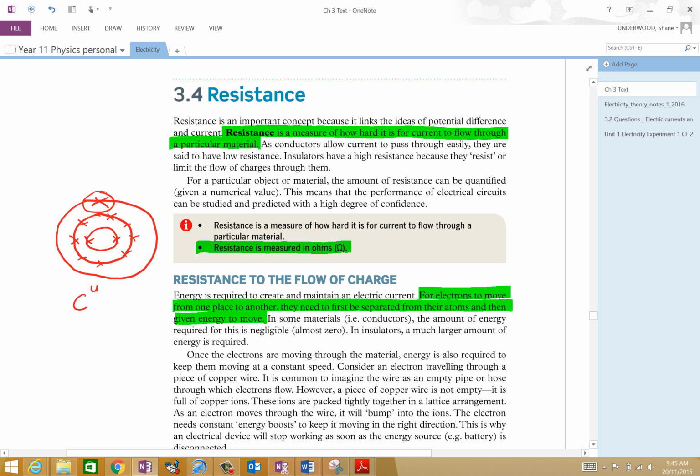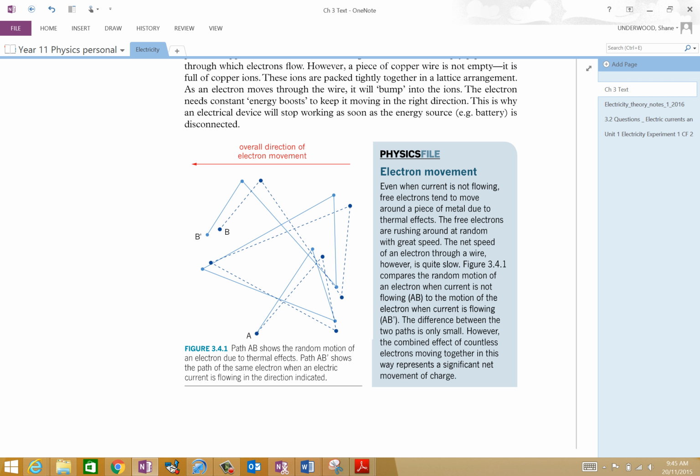Now, the actual electron movement is quite random, but of course we've got millions and millions of billions of electrons, and even when current isn't flowing, those electrons are still tending to move around due to just thermal effects. That's why I said that there are some thermal effects. The thermal effects do have a lot to do with the electron movement as well, at random with a great speed. Now we might have a look at a small thing to discuss electron speed through a conductor. We might not, depending on time.